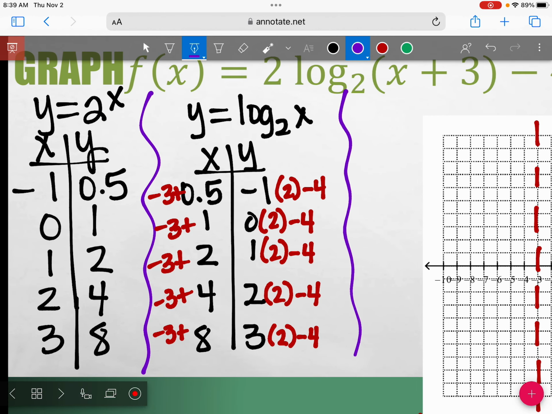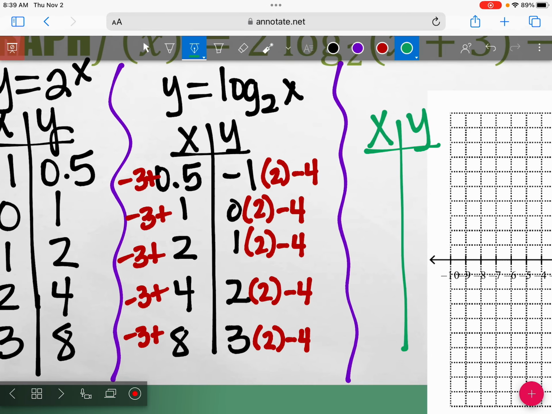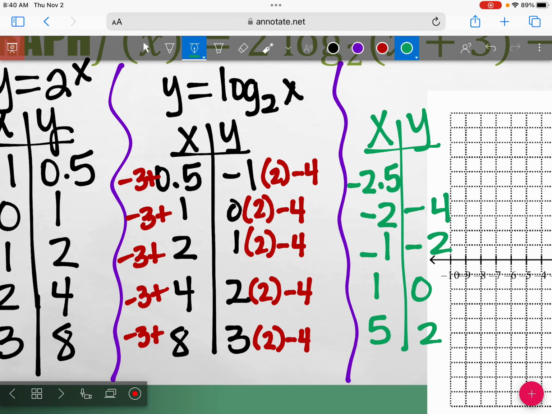So we're going to do our final table. For my final table, I would have -2.5, -2, -1, 1, and 5. And then I have 3 times 2 is 6. 6 minus 4 is 2. 2 times 2 is 4. 4 minus 4 is 0. 2 minus 4 is -2. 0 minus 4 is -4. And -2 minus 4 is -6.